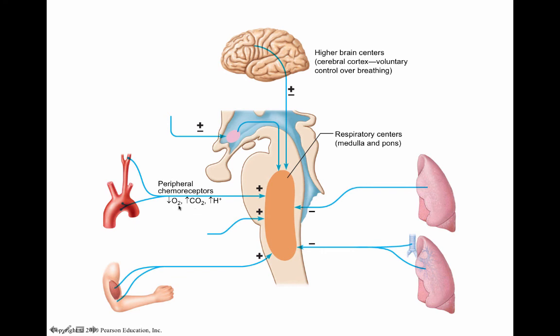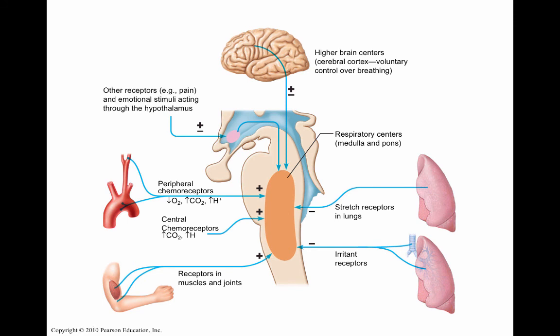We have peripheral chemoreceptors that sense low oxygen, high carbon dioxide, high acidity. Central chemoreceptors that are also sensing carbon dioxide and high acidity. These receptors in muscles and joints are also giving us information. We have irritant receptors that can assist with noting irritation within these lung centers and from the trachea, and stretch receptors in the lungs that can also assist with knowing how our breathing rate is going. Other receptors like pain and emotional stimuli acting through the hypothalamus can elicit different breathing responses as well.